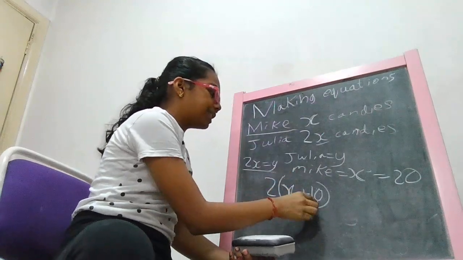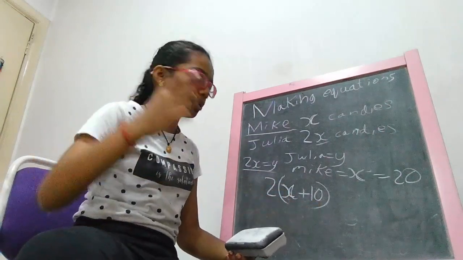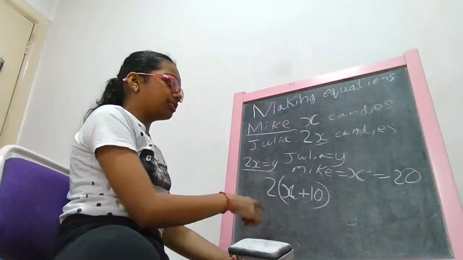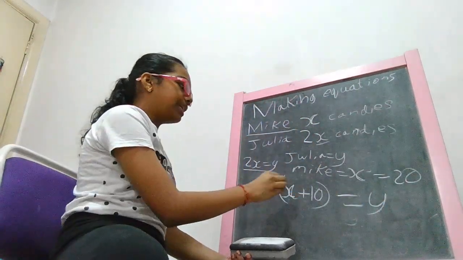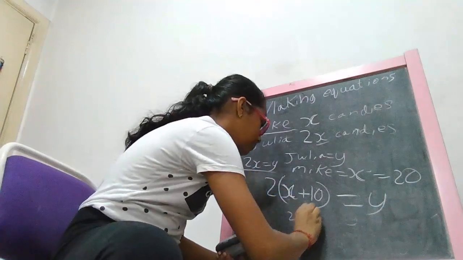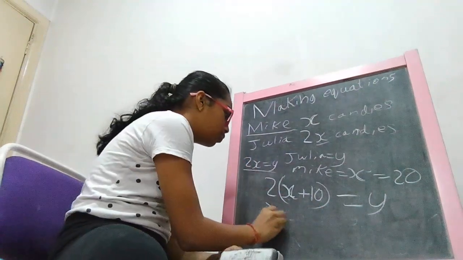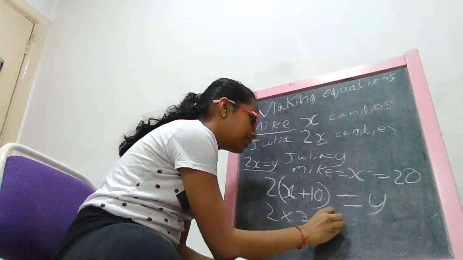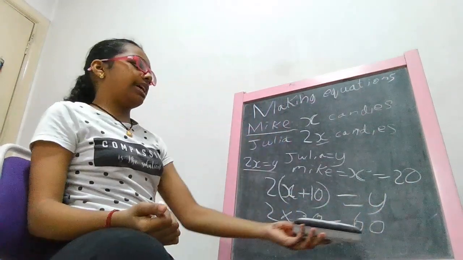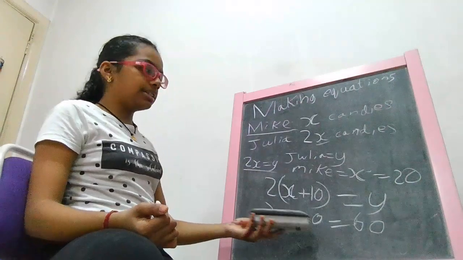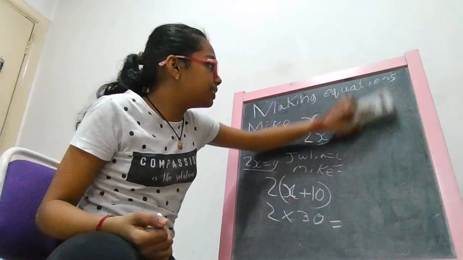So, x plus 10. First Mike's candies plus 10, right? Because he has 10 more candies. Then we double it. Because when we double it, then we get Julia's candies. So, x is 20. So, we can write 20 plus 10, right? That's 30. So, 2 times 30 is equal to 60. So Julia has 60 candies now and Mike has 30 candies. Now that was simple, wasn't it?